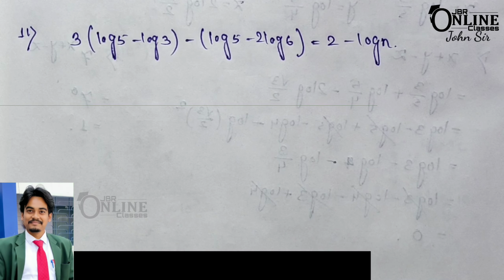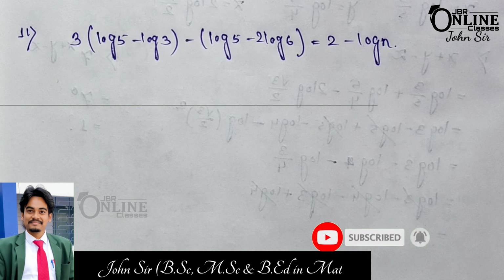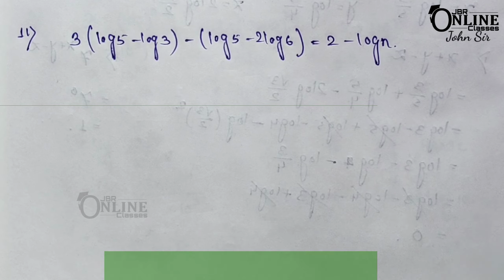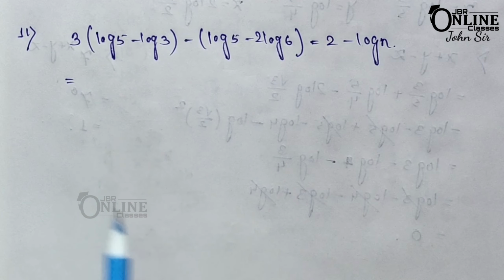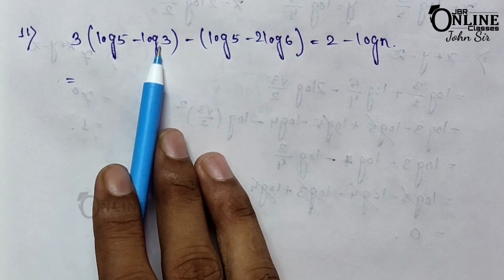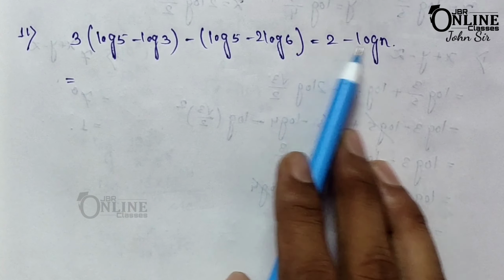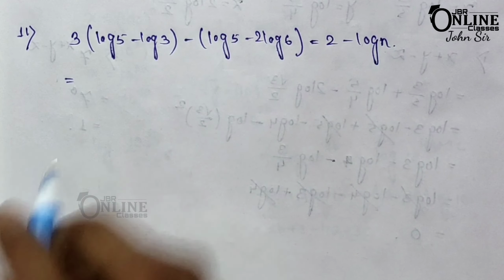Hello everyone, so today I am going to start sum number 11 from the chapter Logarithms, exercise 9.2 from the book of M.L. Agarwal. For the previous part, please check the description box. So here, sum number 11. 3 log 5 minus log 3 minus log 5 minus 2 log 6 equals 2 minus log n. Now you have to find out the value of that n.